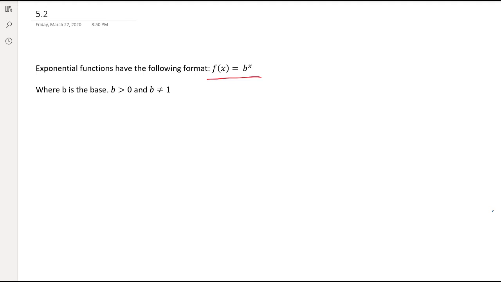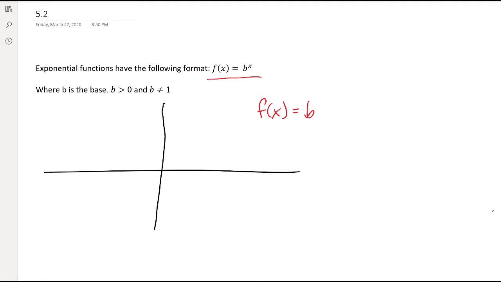Let's look at just a basic graph of a general exponential function. This is going to be a graph of f of x equals b raised to the x power, and it turns out this is what the graph looks like. We have a horizontal asymptote at y equals 0. That means that an exponential, at least in this form, never touches the x-axis. And we have a y-intercept at y equals 1. So an exponential graph looks like this.